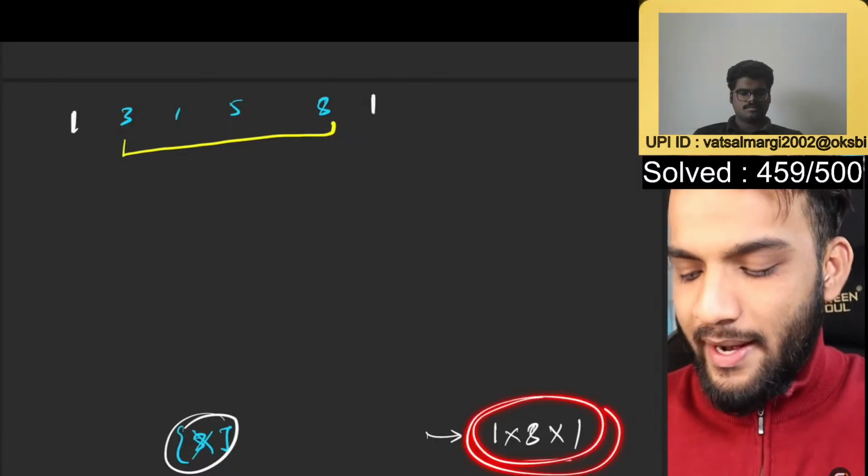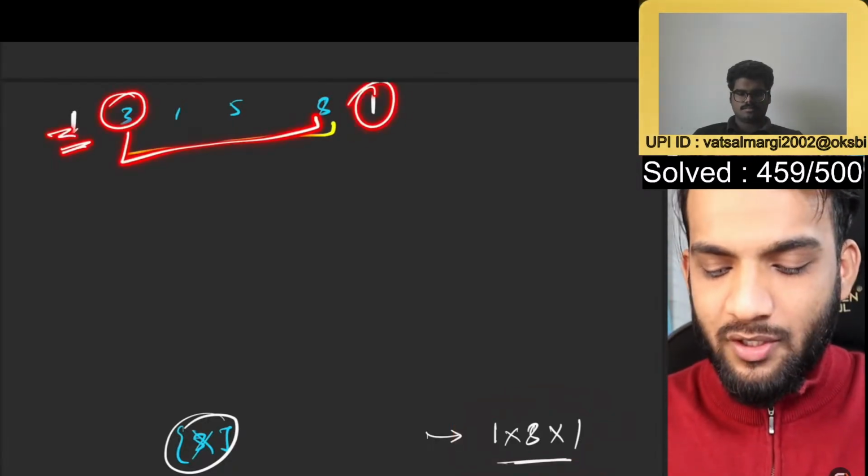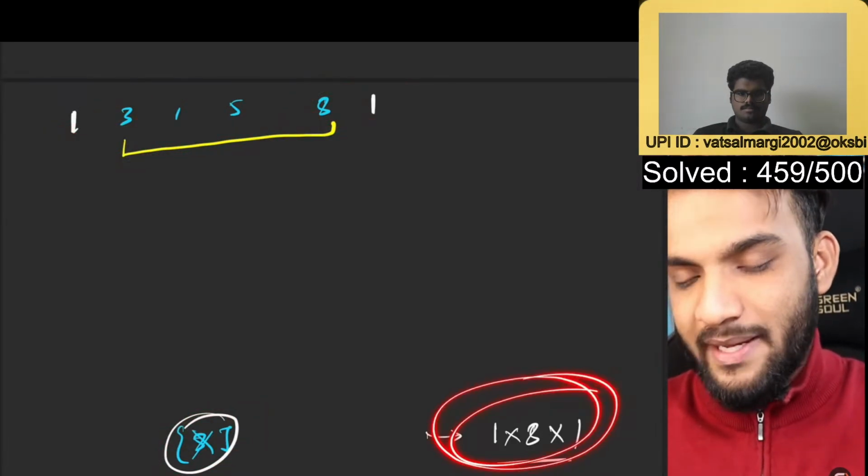Can I say the cost will be 1 into 8 into 1, which is the left of the range, the right of the range, and the number itself? So I've decided 8 is the last guy, so this is the coin that will be added. I'm just going in the reverse way.